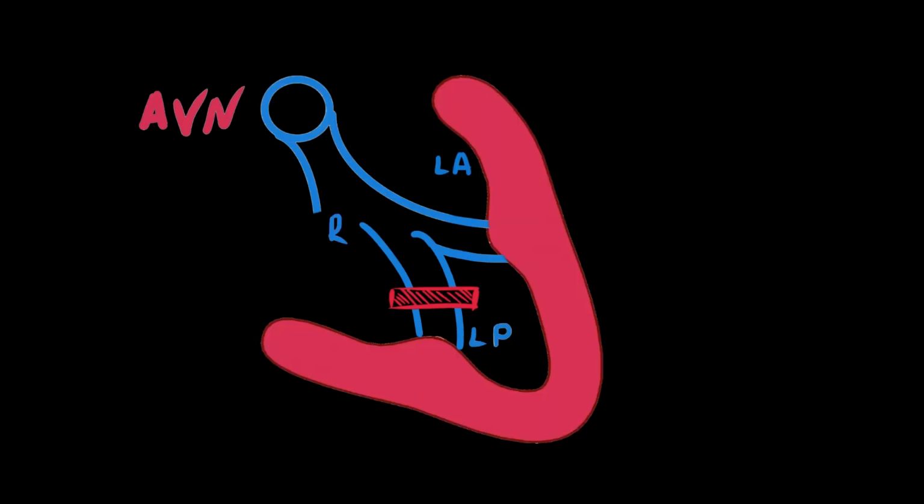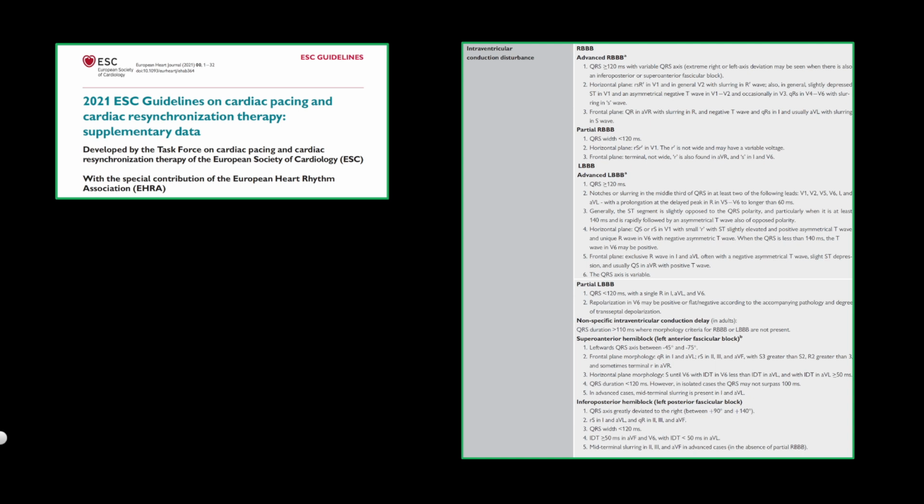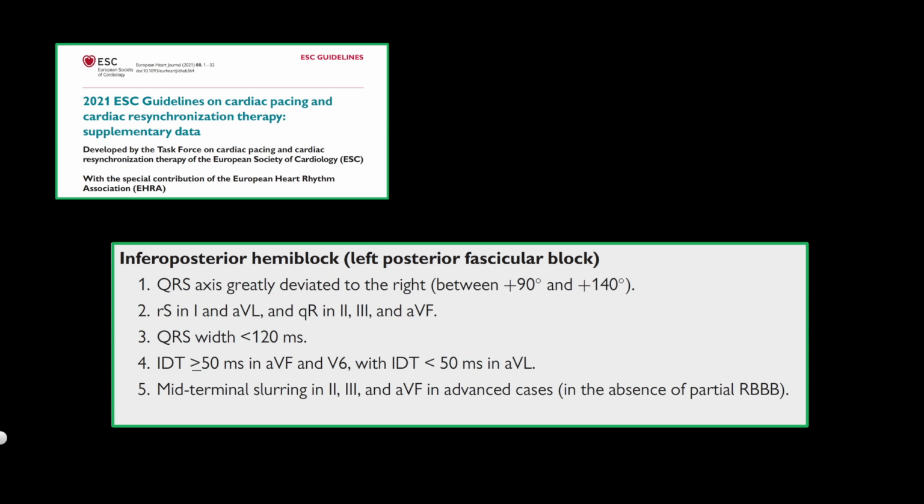Left posterior fascicular block is an intraventricular conduction disturbance of the left posterior fascicle. Let's check the ECG criteria according to the supplementary data for the European Cardiology Society guideline on cardiac pacing and resynchronization therapy. There is a rightward QRS axis between plus 90 and plus 140 degrees, RS QRS morphology in the first standard lead and AVL, QR QRS morphology in the second, the third, and AVF leads.